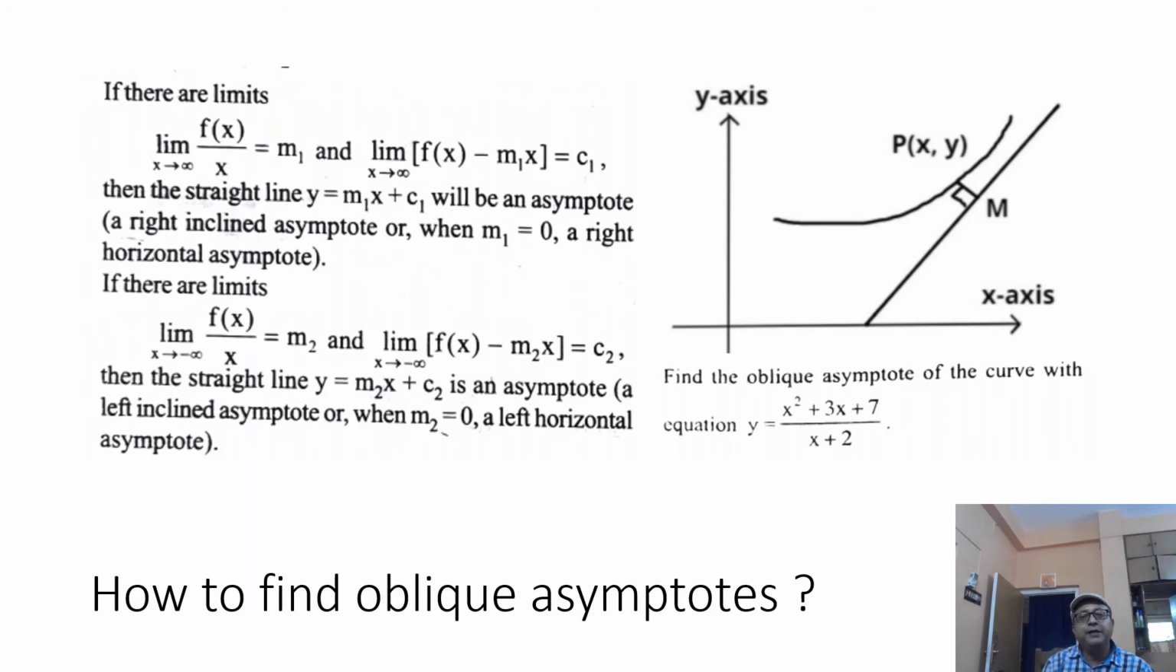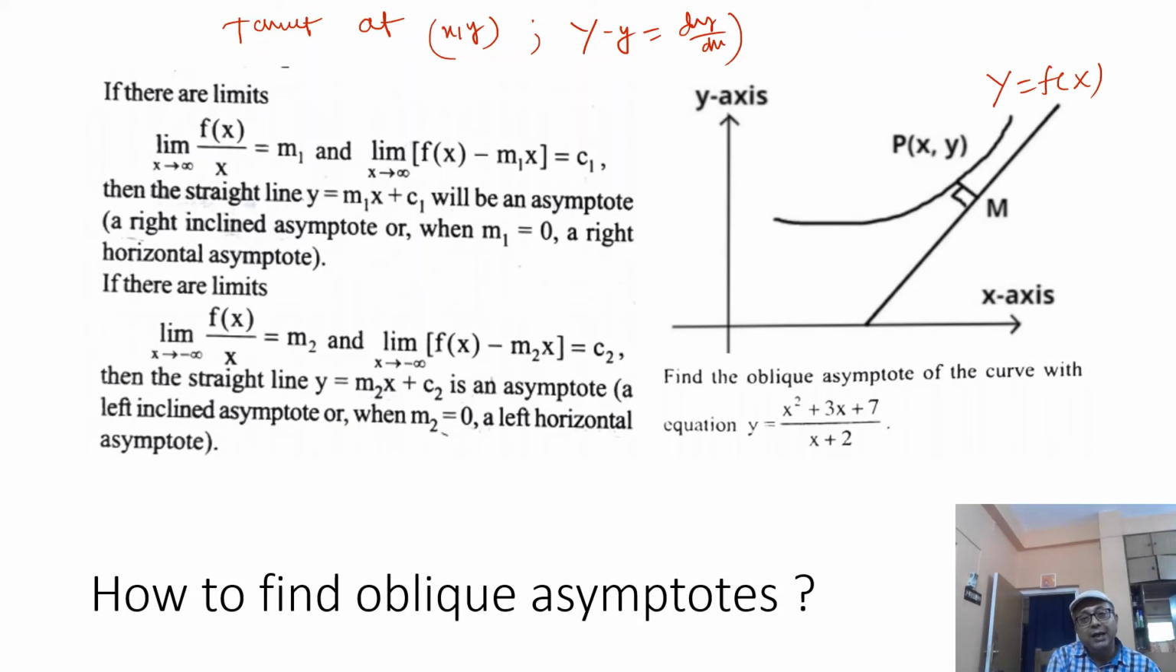Now I am going to explain the method of finding the oblique asymptote here. Consider the equation of the tangent to this curve at (x, y), where the equation of the curve is of the form y = f(x). Then the equation of the tangent at (x, y) can be written as Y - y = dy/dx at the point (x, y) times (X - x).